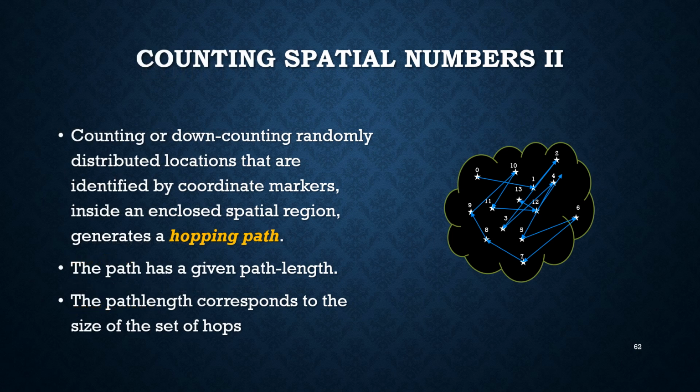Counting or downcounting randomly distributed locations that are identified by coordinate markers, inside an enclosed spatial region, generates a hopping path. The path has a given path length. The path length corresponds to the size of the set of hops.